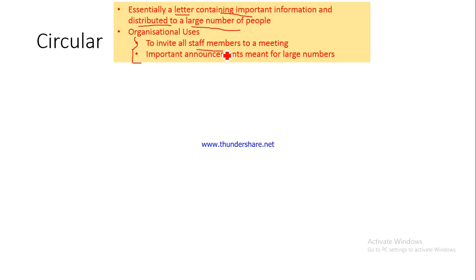So instead of writing 300 different letters, what he will do, he will come up with a circular, and he would ensure that the circular is circulated among the employees, and that is why circular is known as a circular. It has to be circulated among the employees. It has to be circulated among the target audience. The target audience will go through it.